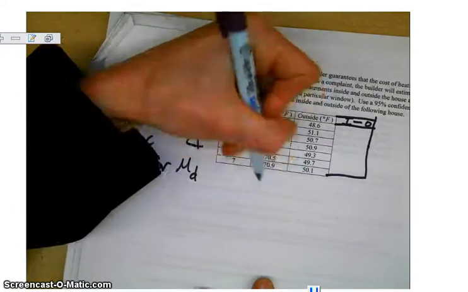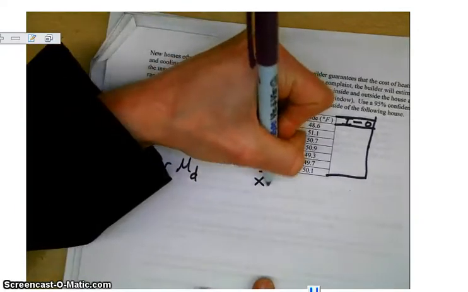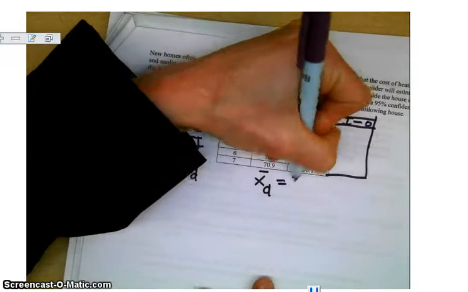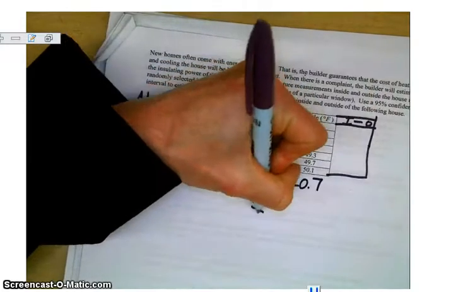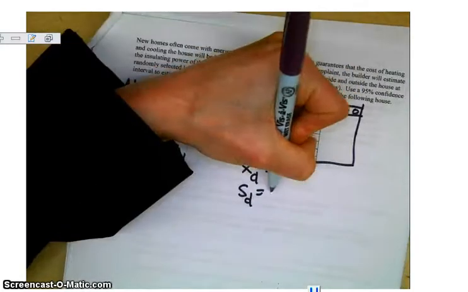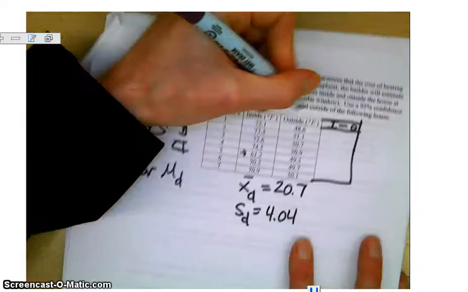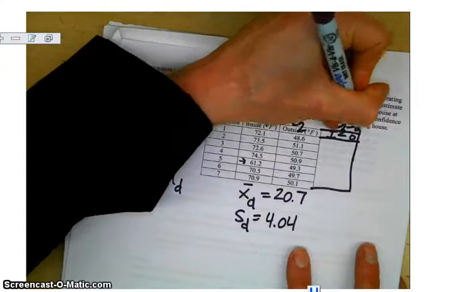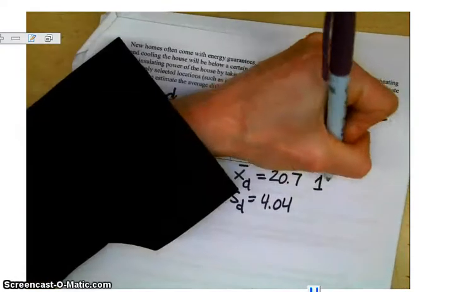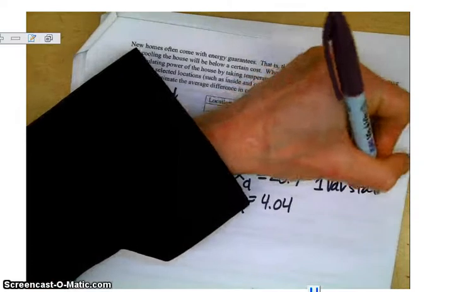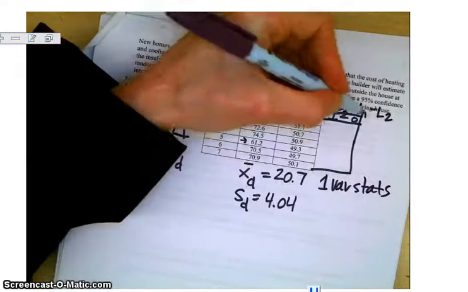I have my observed mean difference, which is 20.7. The standard deviation of the difference is 4.04. And that's from entering this in list 1, list 2, and in the heading of list 3, you're going to type in list 1 minus list 2. And then you do one variable stats for this list right here.